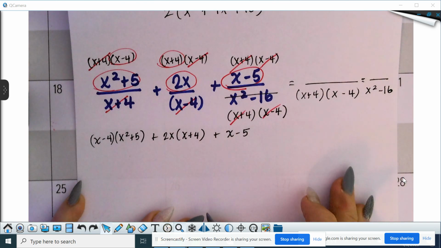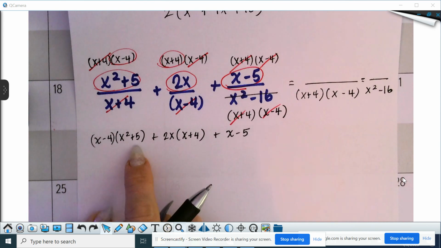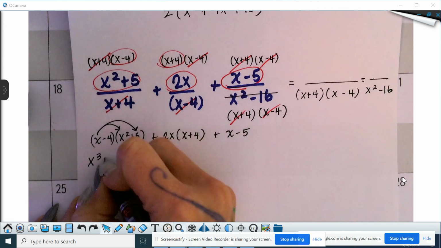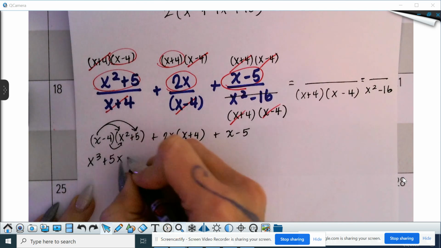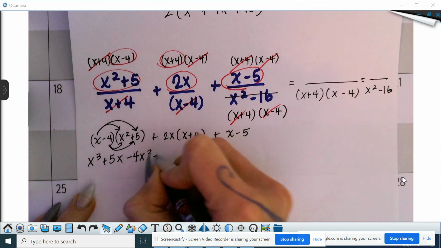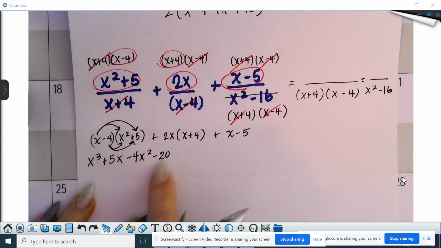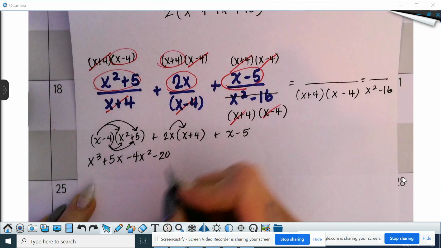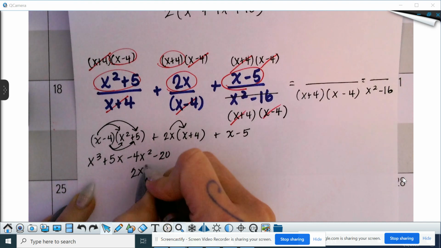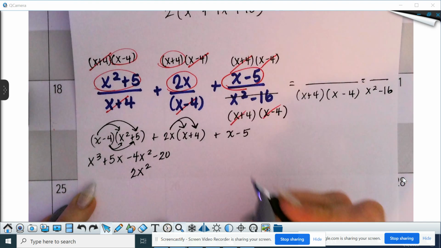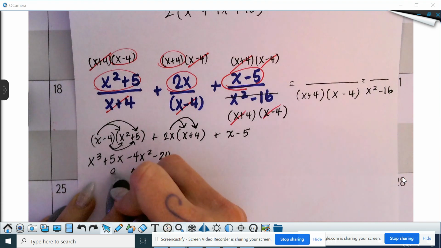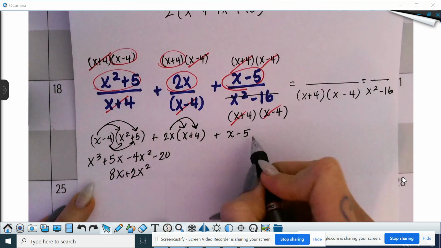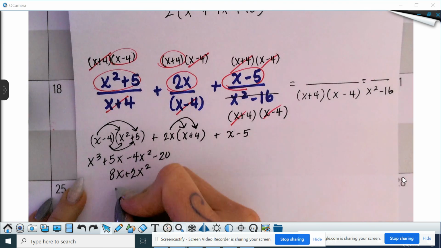Cool, perfect. So you can do this again by FOIL or box method. So x times x squared is going to be x cubed. X times 5 is 5x. Negative 4x squared, negative 20. Then I'm going to just stack my like terms, trying to clean up for myself as I go. So 2x times x is going to be 2x squared. So I'm going to put it with that negative 4x squared. And 2x times 4 is going to be 8x, which goes with, and that's a positive, 2x squared. Positive 8x goes with that 5x. And then we have x minus 5. So x goes with our x's, and then minus 5 here.